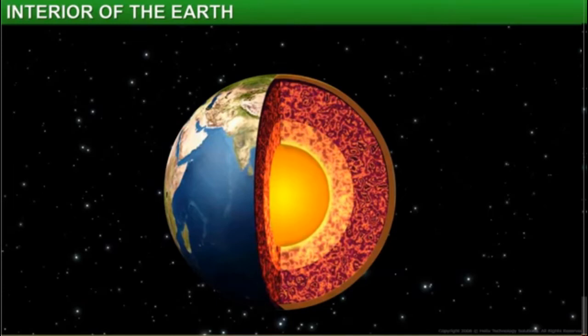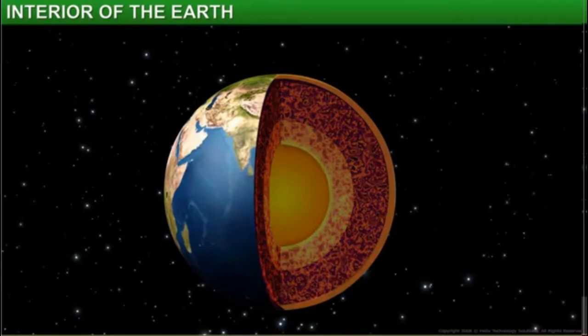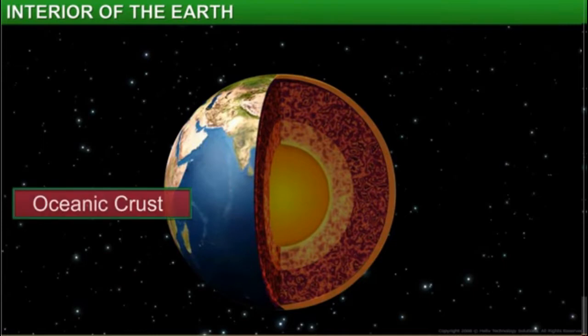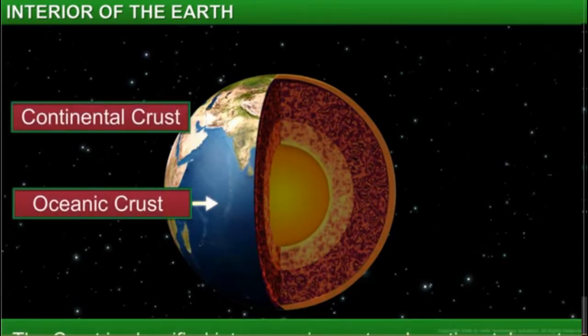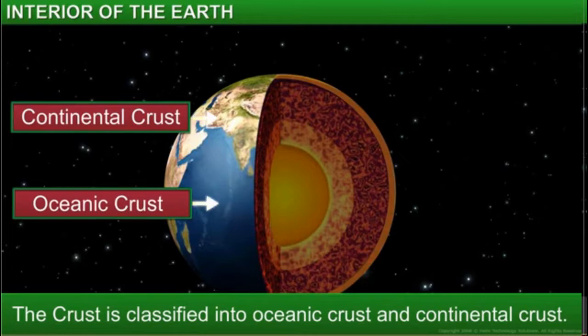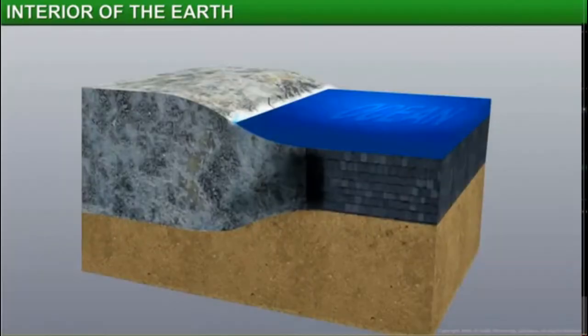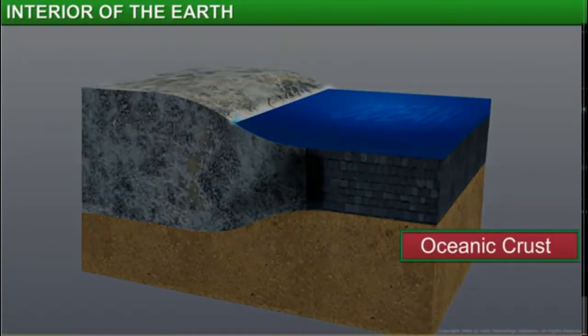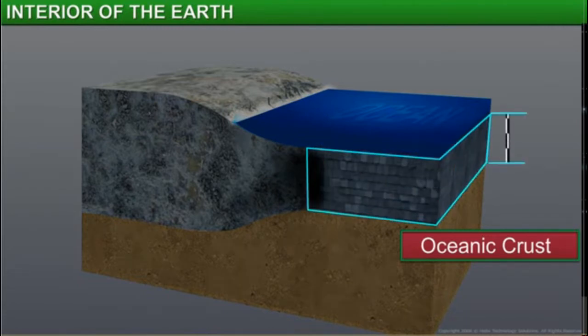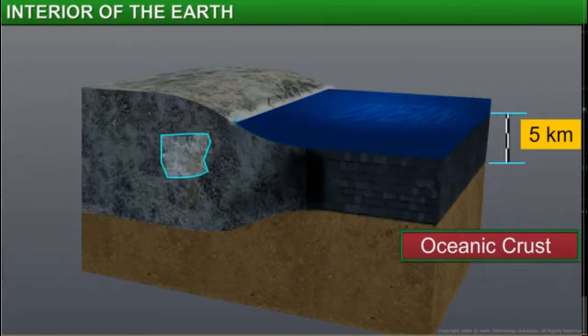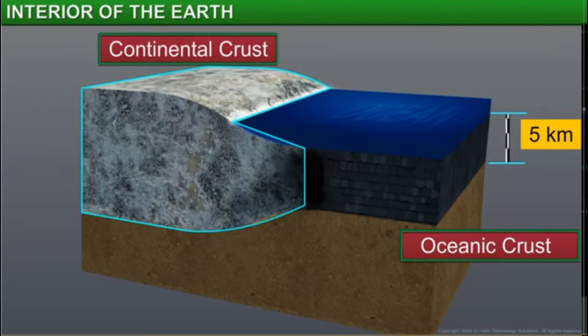The topmost layer, the crust, is the thinnest layer. This layer can be classified into oceanic crust and continental crust. The oceanic crust, that is, the crust beneath the oceans, is only about 5 kilometers thick. On the other hand, the continental crust can be as thick as 35 kilometers.